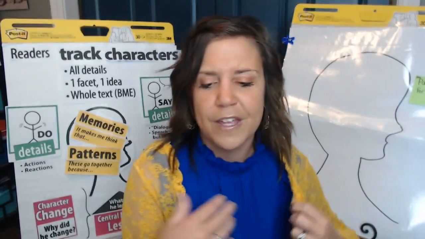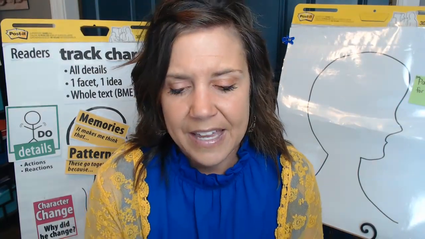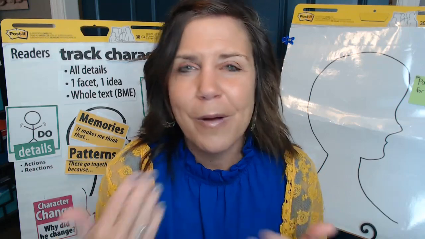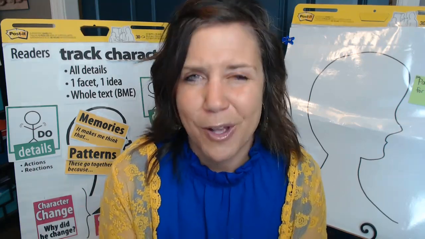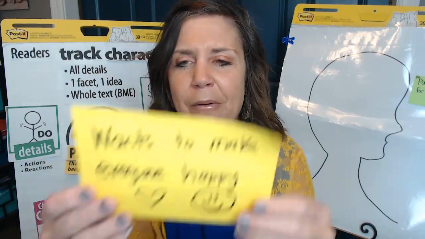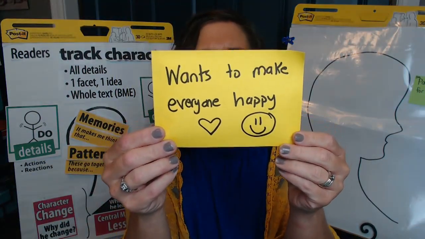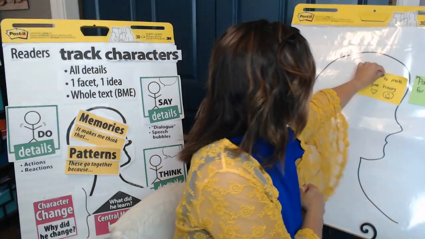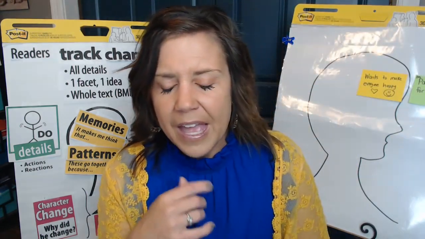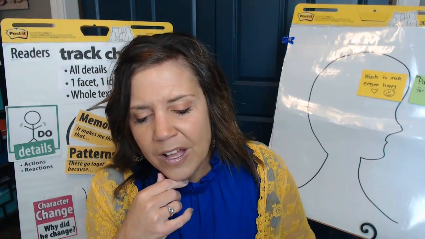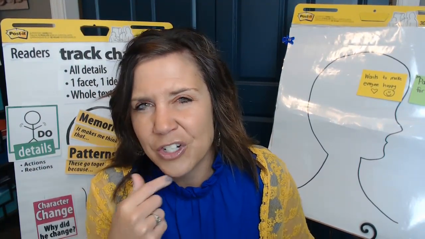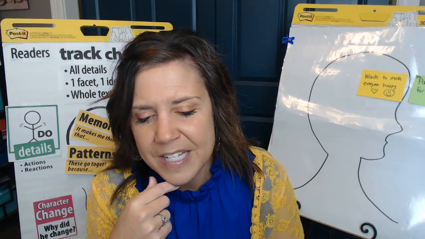But now I want to start to think about what that means. He really wanted to make everyone happy. Everyone that wanted a picture, he wanted to make them happy. And he was also pretty proud of his goldfish Goldie, wasn't he? So I wrote, wants to make everyone happy, because he wants to give everyone a painting that wants a painting, right?